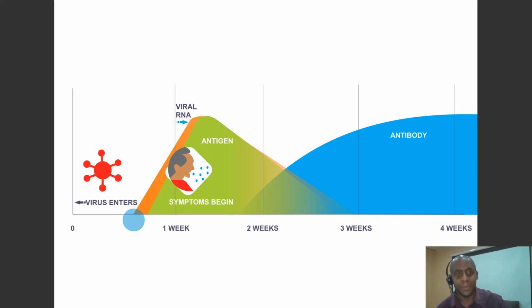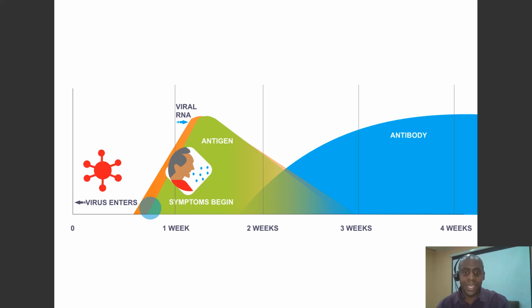is now detectable. Now, as the viral RNA starts to be detectable in the body, the virus starts to shed some particles, and these particles are called antigens. So we have this orange curve for viral RNA, and the next curve that we have is the green curve, and this is for the antigen. As the virus is in your body, these particles or antigens are produced, and these are the ones that start to be detected by the antigen test.